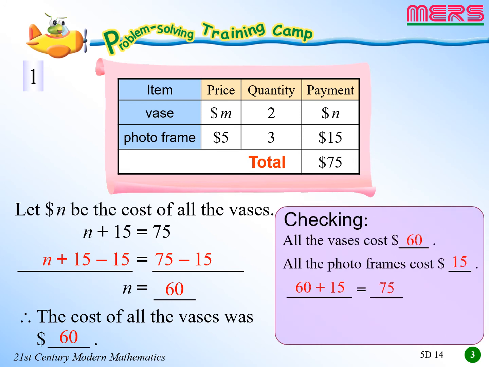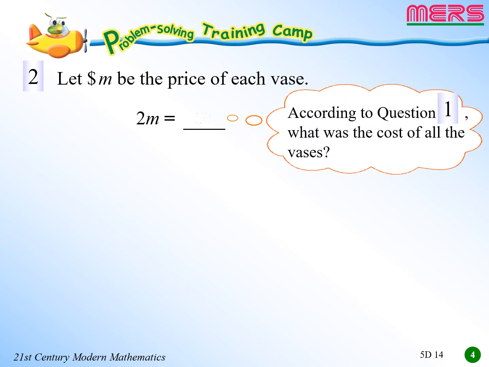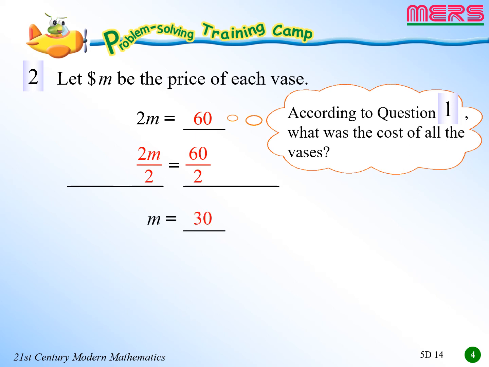So this is the checking part. You put 60 into the equation, and then we can find the value of M. Remember, we made an equation 2M equals N before. And now we know the value of N is 60. So 2M divided by 2 equals 30, and the price of each vase is 30. That's it.